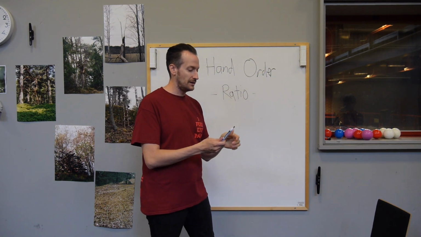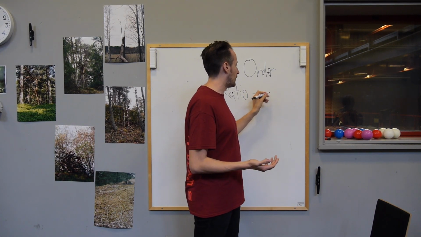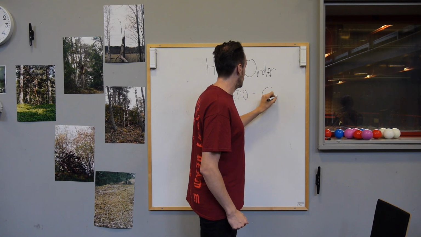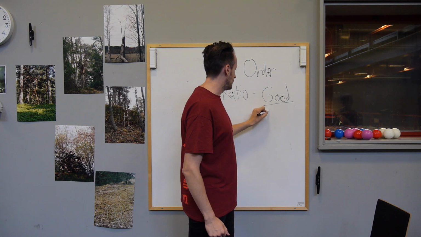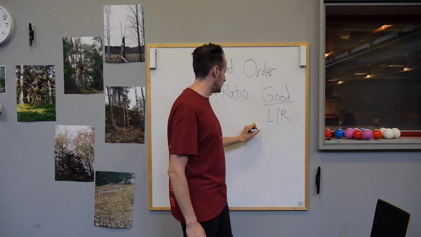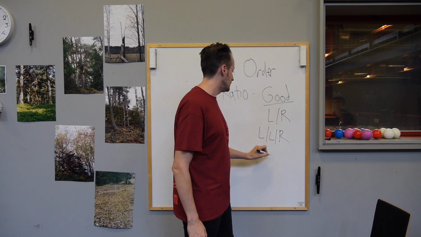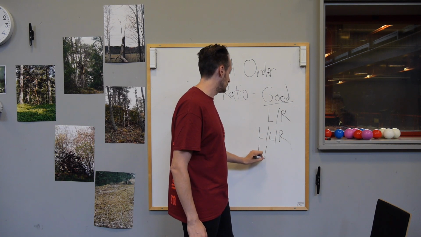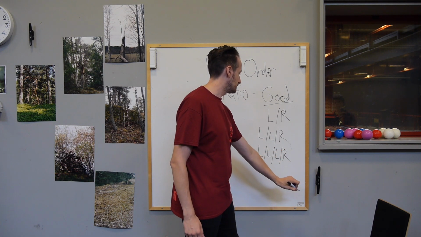And once again, same as in the object order, looking backwards on it, they were a little bit, I don't know, obvious, but they do make sense. So here's the good ones. And we're going to start with left, right. The next one was left, left, right. And the last one is left, left, left, right.